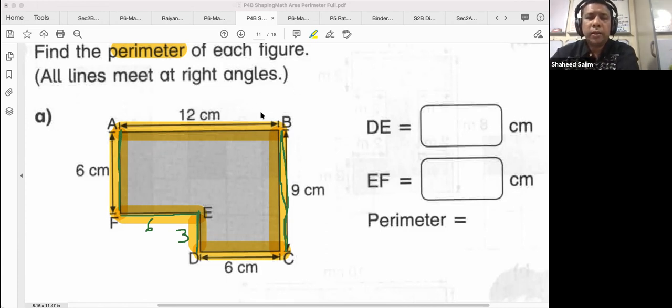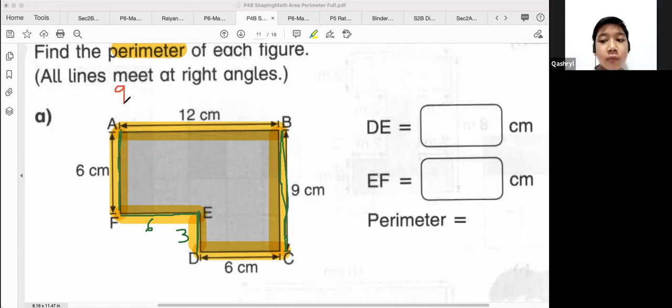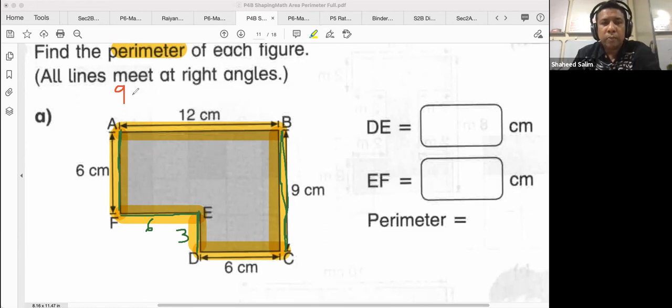Come on, boys, boy and girl. Okay, so I'm going to write it down now. I do not know whether you are all paying attention or not. I'm just worried. I don't know.